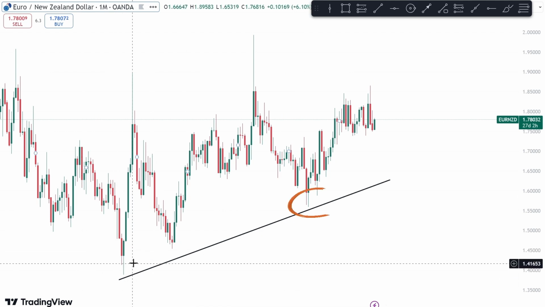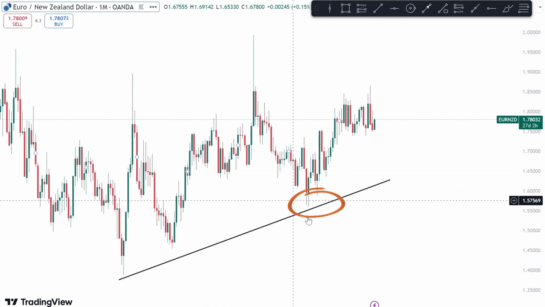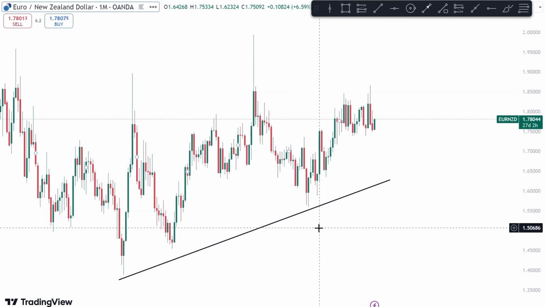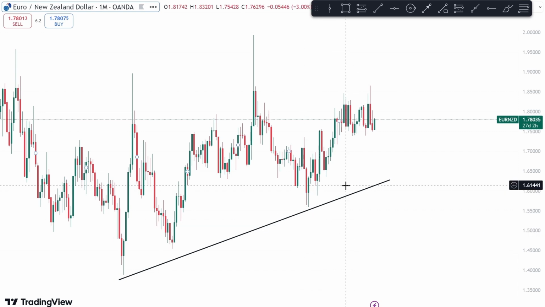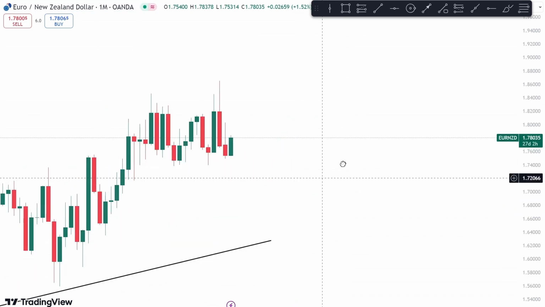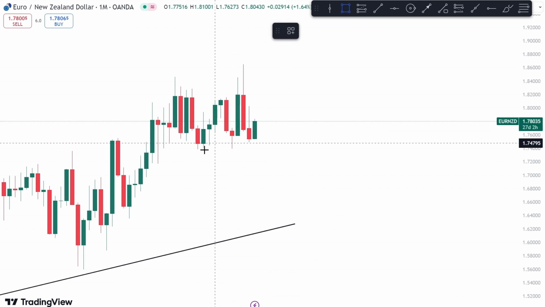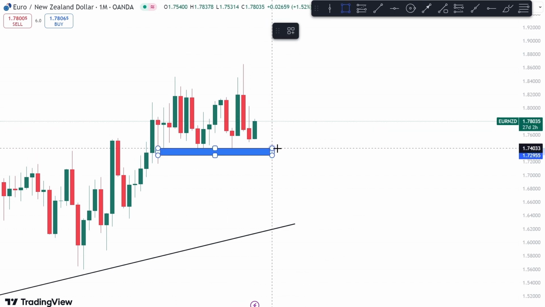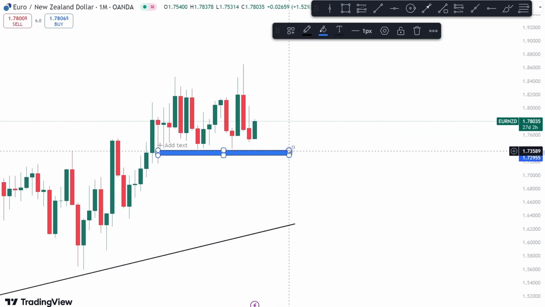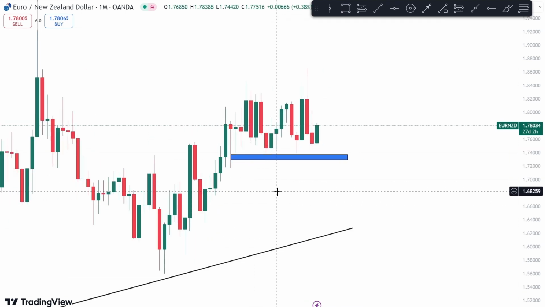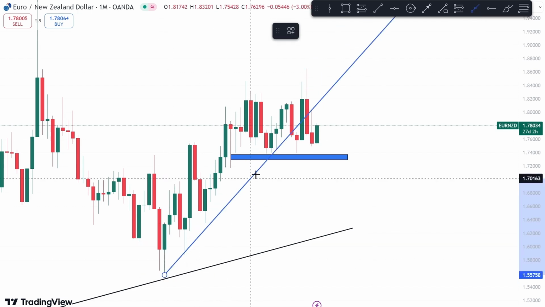You can clearly see that price has made multiple touches right here, which is an indication that price is pushing to the upside. But what we should rather be focused on is this zone right here. You can clearly see that price has been struggling to push below this zone, which could indicate that this is a very strong level, and we might want to look at that when we want to push with the market to the upside.